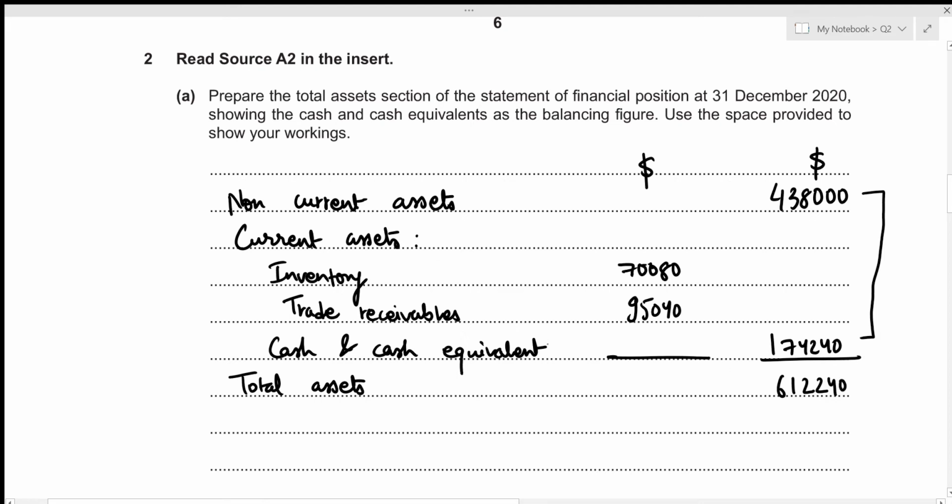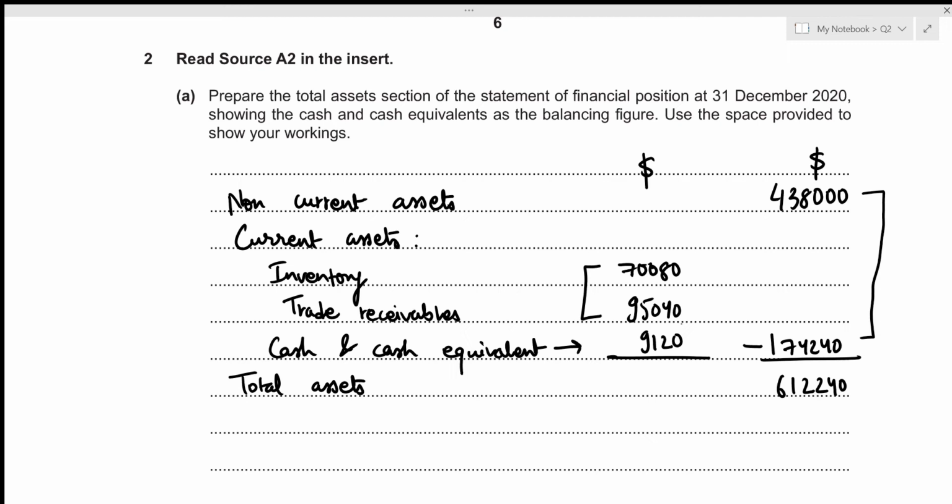But we are still to figure out the value of the cash and cash equivalent. And this will act as a balancing figure. And in order to figure out the balancing figure, we just deduct all of the values from our total. So in this case, that's going to be 174,240 minus 70,080 minus 95,040, which results in 9,120. Alright, this concludes our assets section of the statement of financial position at 31st December 2020. And this also concludes the first part of this question.